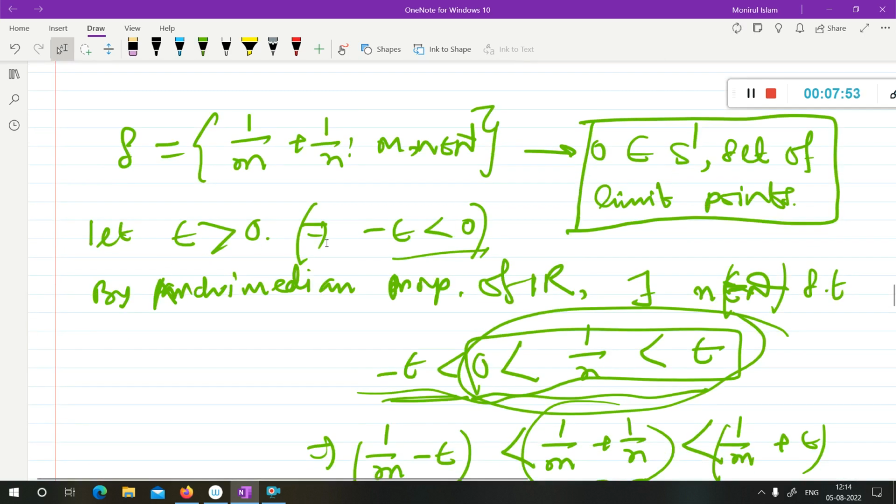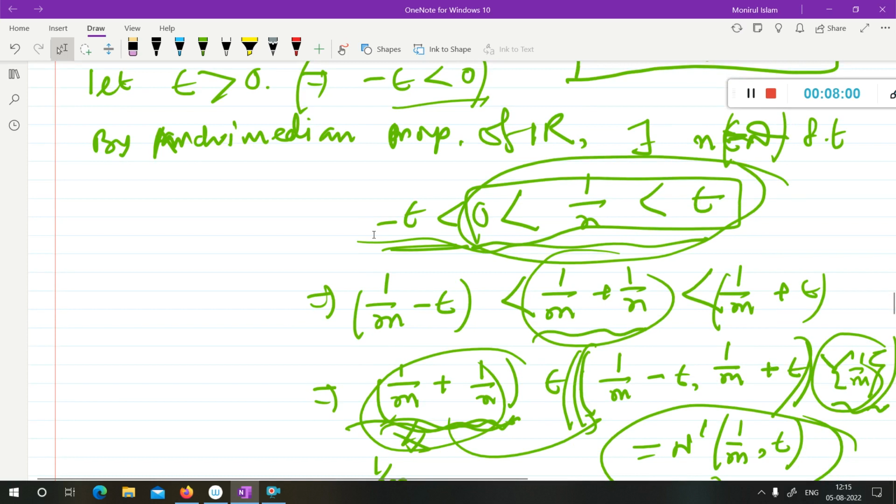If epsilon is greater than 0, then minus epsilon is less than 0. Similarly, if you apply the Archimedean property, then you get 0 less than 1 minus epsilon. See, 0 is greater than minus epsilon. So if you add both sides, then you get 1 by m. So this gives 1 by m minus epsilon less than 1 by m plus epsilon. 1 by m plus 1 by n is less than 1 by m plus epsilon.